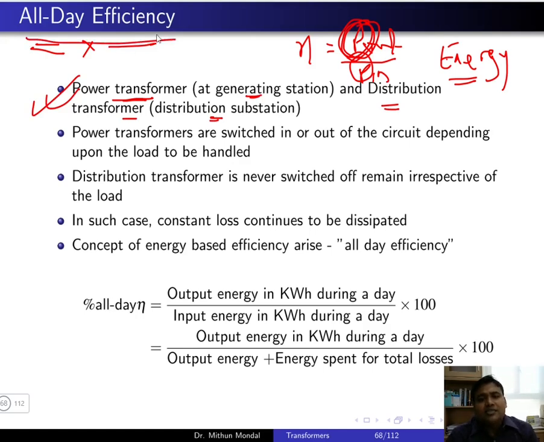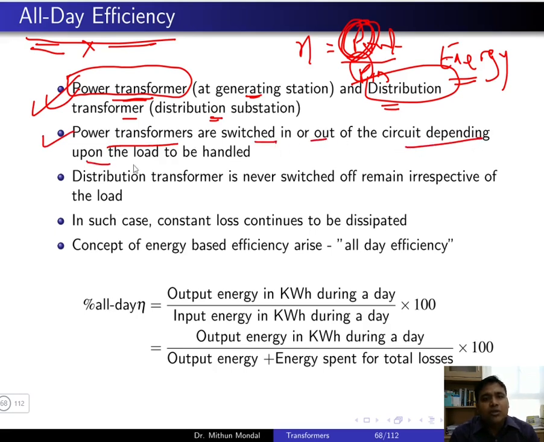So in the generating station, whatever the transformer is there, that is known as the power transformer. In the substation where the power is distributed, that is known as the distribution transformer. So we have to calculate the all-day efficiency of the transformer. Power transformers are switched in and out of the circuit depending upon the load to be handled. So this load is basically the consumer.